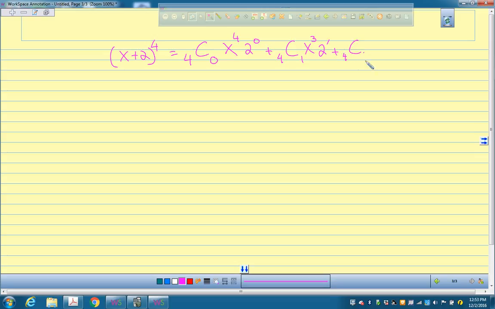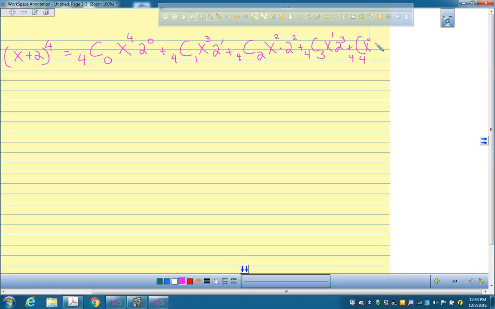So what's the next term going to look like? 4C2, x to the 2, 2 to the 2, plus 4C3, x to the 1, 2 to the 3, plus 4C4, x to the 0, 2 to the 4.